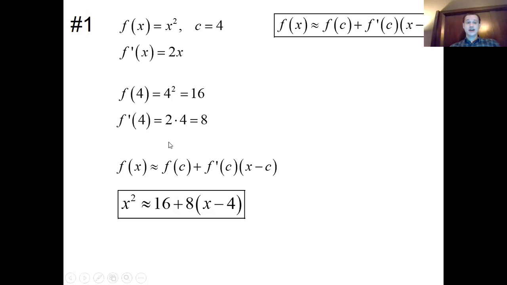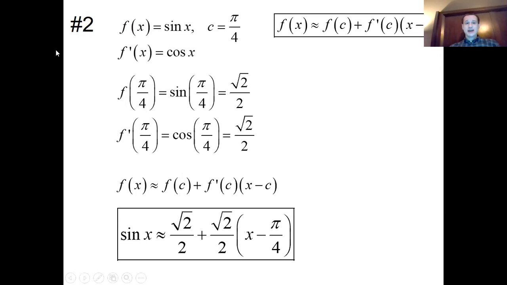Plugging things into this, f of x is approximately equal to f of c plus f prime of c times x minus c. f of x was x squared, so x squared is approximately equal to the function at the thing I care about, which was 16, plus the slope there, which was 8, times x minus 4. So this is a good approximation for x squared, as long as we don't stray very far from the number 4.